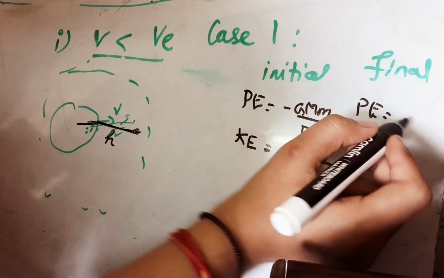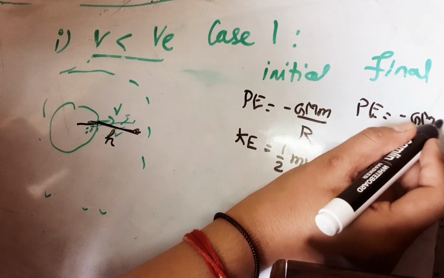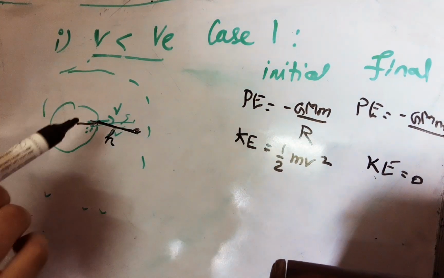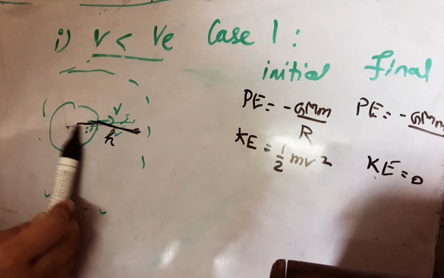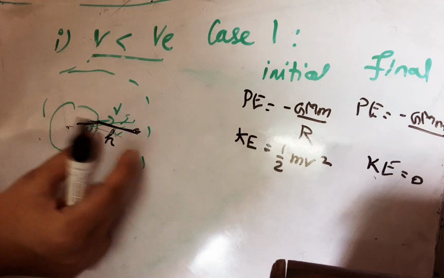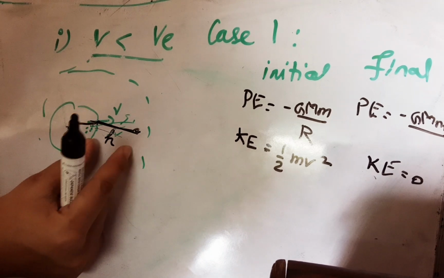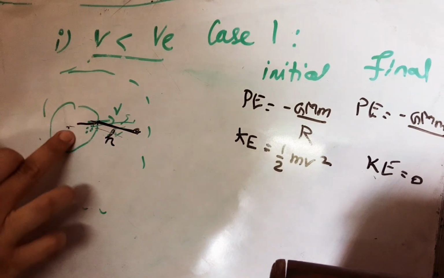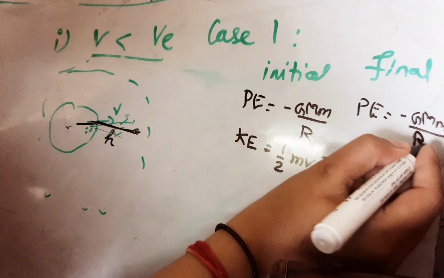And what will be its potential energy here? Potential energy we write minus GMm upon the distance. From the center of the earth it will be r plus h. This distance is r, and this distance from the surface of the earth we calculated as h. So r plus h.